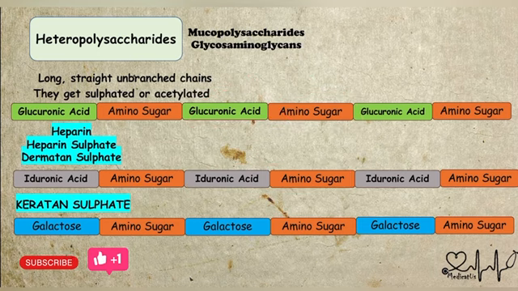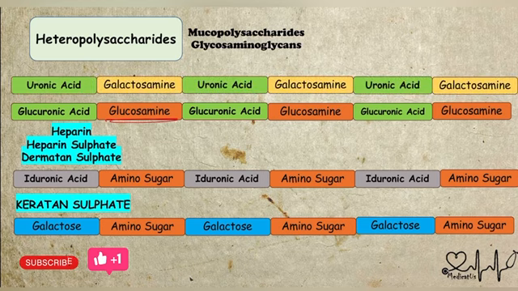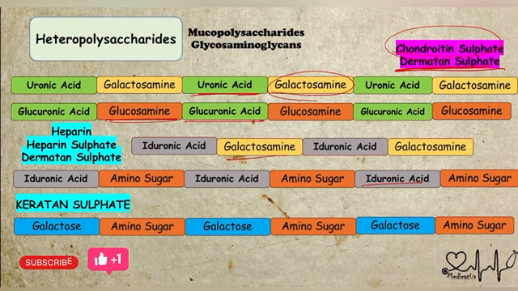Now for amino sugar, the most common amino sugar is glucosamine. But here also there is an exception. Instead of glucosamine, there is galactosamine present in some mucopolysaccharides. And those are chondroitin sulfate and dermatan sulfate. Chondroitin sulfate has an exception only in the amino sugar, but the uronic acid is the most common one, that is glucuronic acid. But the dermatan sulfate has both the exceptions, the iduronic acid as well as galactosamine.